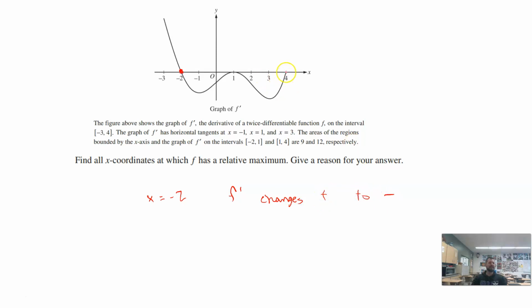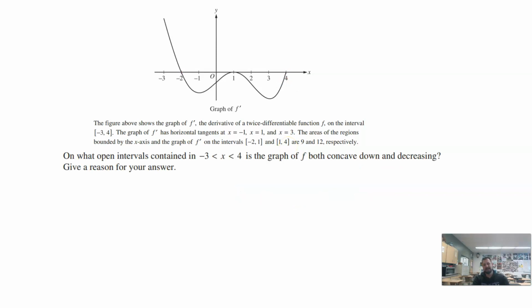A lot of people think that there might be one at x equals 4. The problem is because it ends at 4, we don't know for a fact that that's going to be a maximum. The graph could bounce back down like that, then it wouldn't be a maximum, so we can't say that that one is for sure. So that's our answer for letter A.